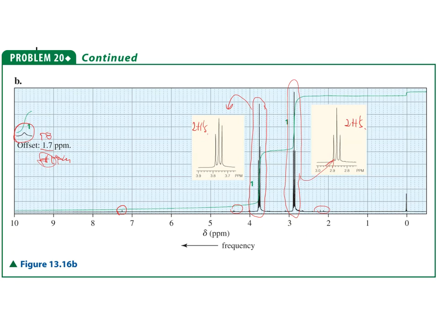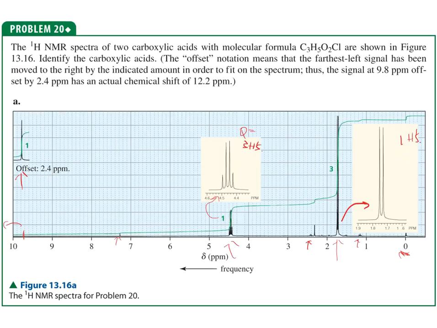All right, so let's see if we can figure out a structure, or structures actually, that would make these things happy, that would make them match. That's what we need to do. All right, so if I go back to the example problem, 3 carbons, 5 hydrogens, 2 oxygens, and a chlorine.